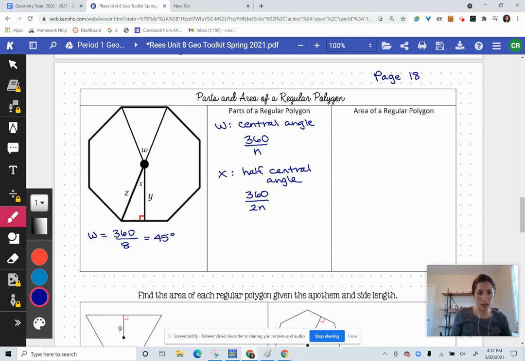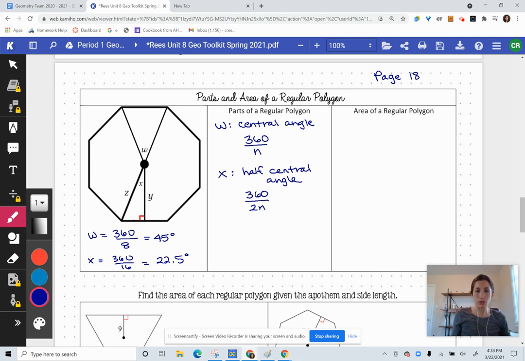So in this problem here, X is going to equal 360 divided by 2 times 8. So that's going to be divided by 16. Or we could have just said it was half of 45. That works too. So in this diagram, it's going to be 22.5. And that's going to be true for any octagon you work with. The angles are going to be the same no matter what our sides are.